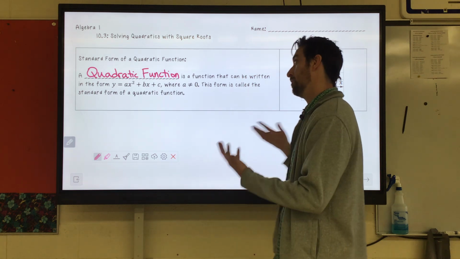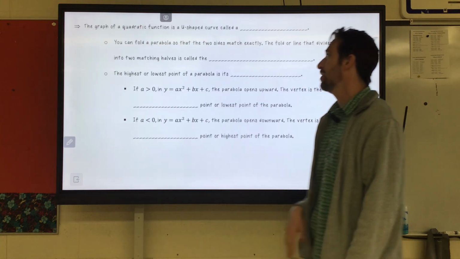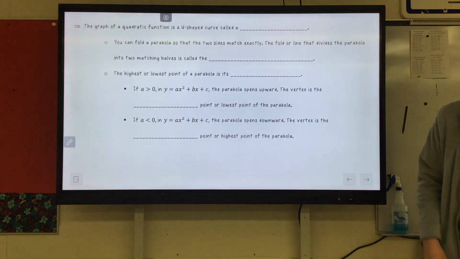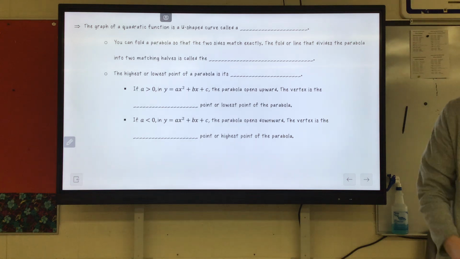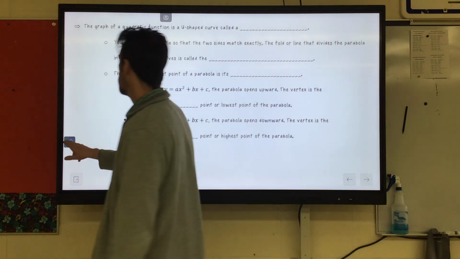Now eventually we're going to be graphing these things, and boy oh boy is that a treat. Today we're going to be solving some equations. So here's what we got. The graph of a quadratic function is a U-shaped curve, and that curve is called a parabola.